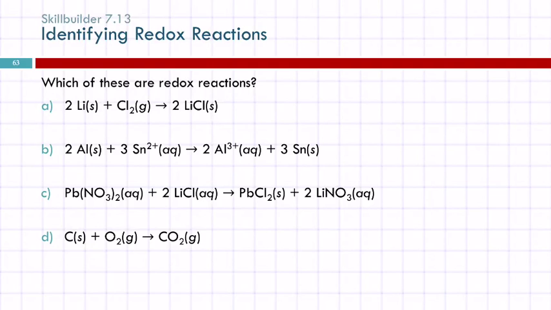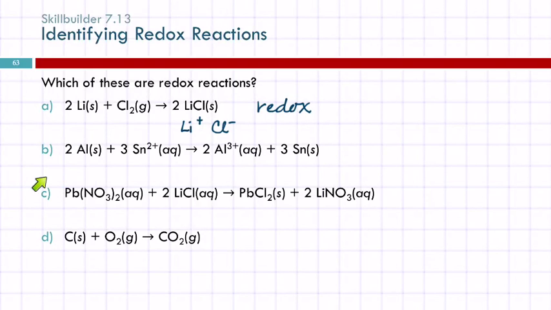A way I like to look at it is, here I have two elements, and here I have an ionic compound. So in that ionic compound, I have lithium ions, and I have chloride ions. Over here, was lithium an ion or an atom? Over here, it's an atom. How does an atom become an ion? By gaining or losing electrons. If you have electrons being gained and lost, you have a redox reaction. So if you see things that are elements, they're atoms on one side and they're ions on the other, that's another way. So this is a redox reaction.